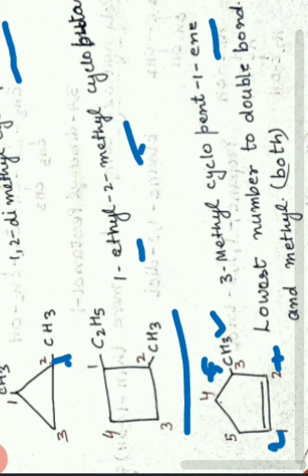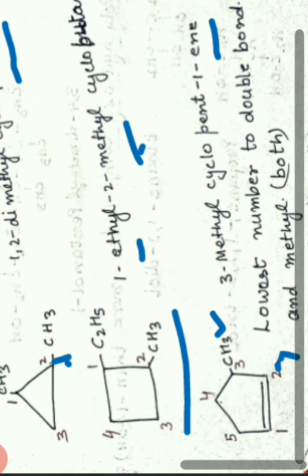We cannot start numbering 1 here, 1 here, and then 2 here. In that case an alkenic carbon will be left, so even this will go wrong. This will not be followed. Whatever we have done earlier, only that has to be followed. So can we understand this one? I hope this cyclic system of nomenclature is clear to you.